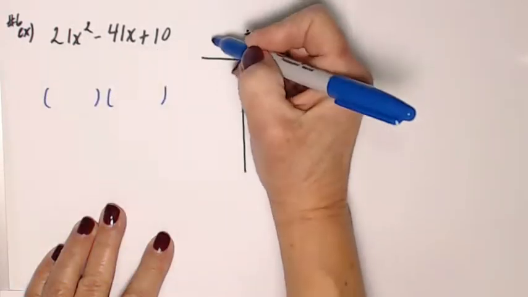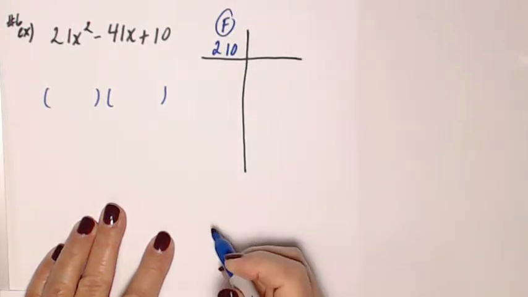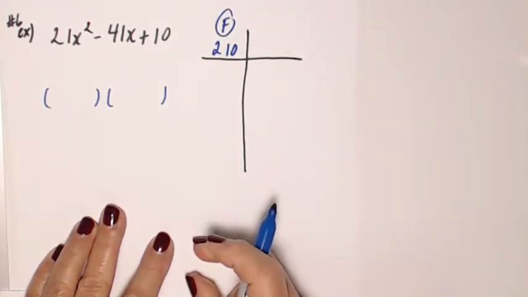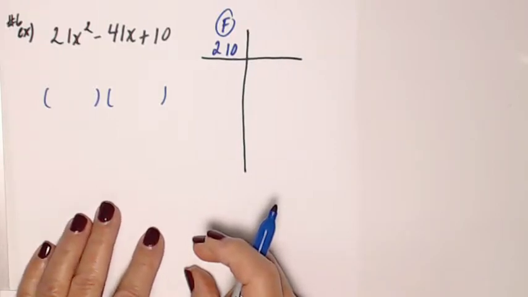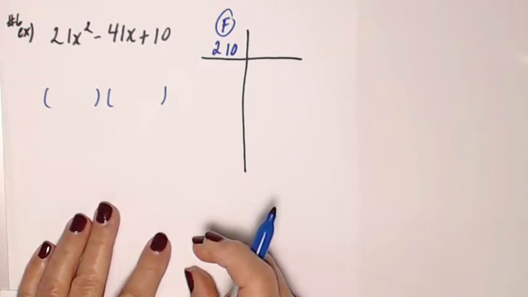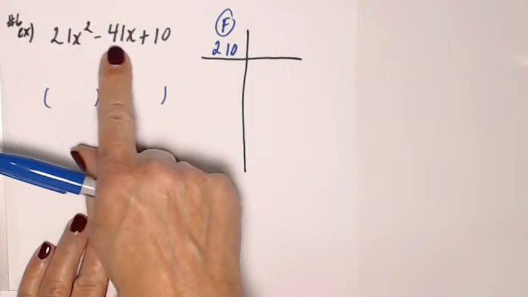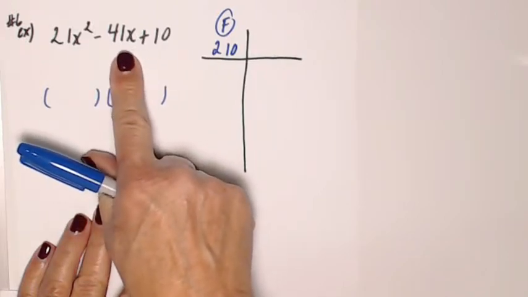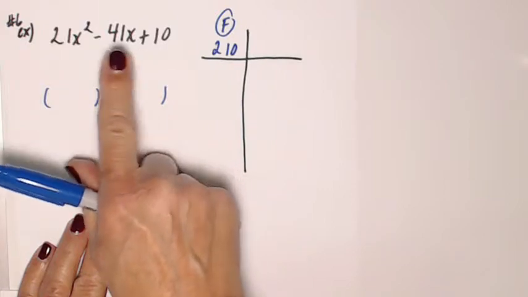21 times 10 is 210, and we're going to need the factor pairs of 210. When we have a large number like this, it can be kind of beastly to plow through and find all the factor pairs, and sometimes that's what we have to do. It's always a good idea, though, to take a look to see if it is possible to factor out a greatest common factor from our trinomial, which would knock all these numbers down to be smaller and more manageable. So let's take a look to see if we can do that.